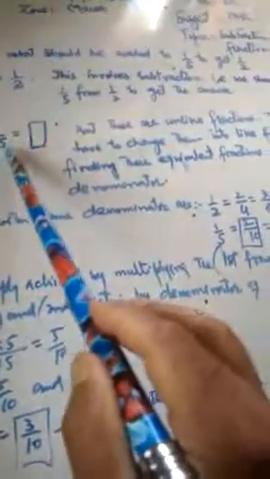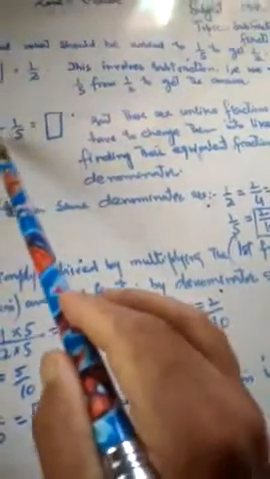So 1 by 2 is multiplied by 5 by 5. We get 5 ones are 5, 2 fives are 10. And the second fraction 1 by 5 is multiplied by 2 by 2, that is 1 into 2 over 5 into 2: 2 ones are 2, 2 fives are 10. That means 5 by 10 and 2 by 10 are the like fractions of 1 by 2 and 1 by 5. So 1 by 2 is equal to 5 by 10, and 1 by 5 is equal to 2 by 10.